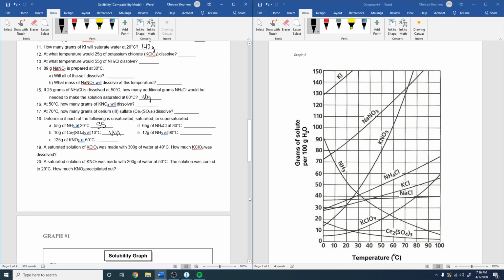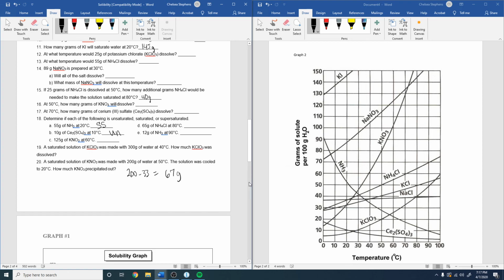So a saturated solution, which means it is holding as much as it can hold, was cooled to 20 degrees. Okay, how much KNO3 precipitated out? So let's look at 20 degrees and see how much KNO3 can hold. It says about 33, so we'll do 200 minus 33, which is about 67 grams. Okay, I don't really like this question because you can't really find the first part. I don't like that, but that's okay.